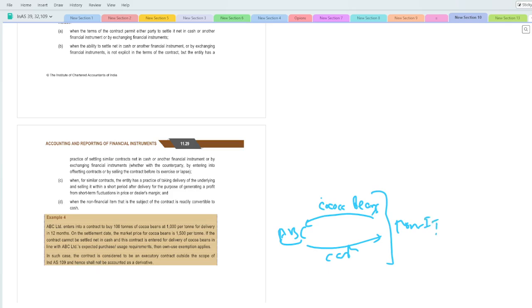So in such a case, the contract is considered to be an executory contract outside the scope of Ind AS 109, hence shall not be accounted for as a derivative. So this is correct. This is an executory contract, meaning it will be executed in the future. And it is not a derivative because you are not net settling, or selling it onward just to earn a profit as a trader.